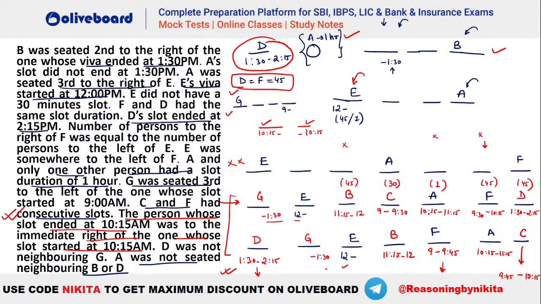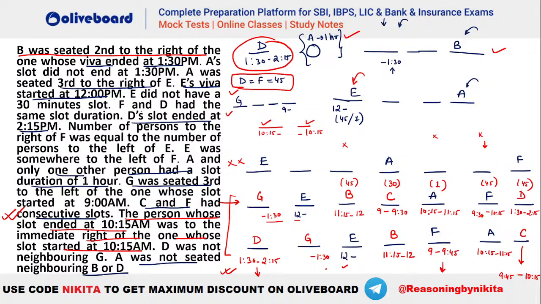So here you can see, let's try it out. Let's see which of the following should be the right arrangement here. So now we have B was seated second to the right of 1:30. So you can see B is second to the right of 1:30. That is fine. Then A slot did not end at 1:30. You can see in neither of the cases A slot is ending at 1:30. A was seated third to the right of E. So you can see A is third to the right of E. That is happening here. E's Viva started at 12. So yes, that is fine. E did not have a 30-minute slot duration. You can see, okay, 45 minutes or 1 hour.